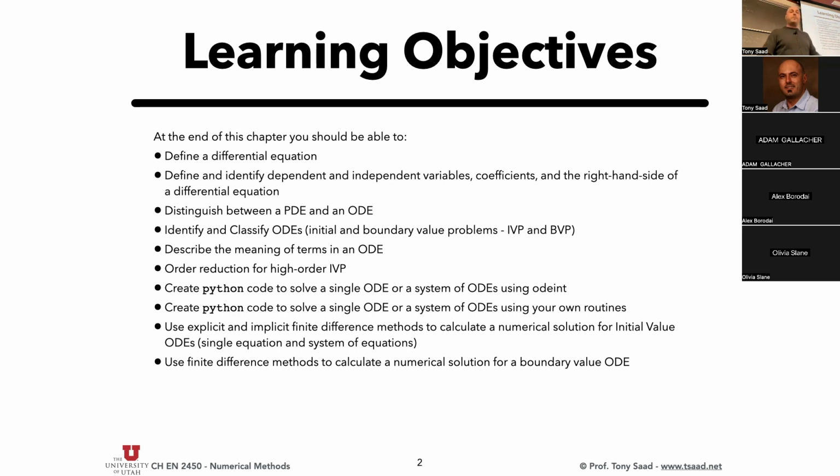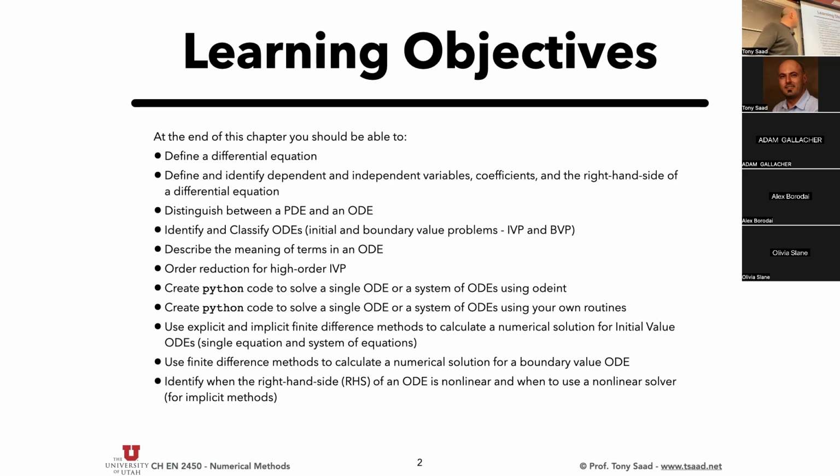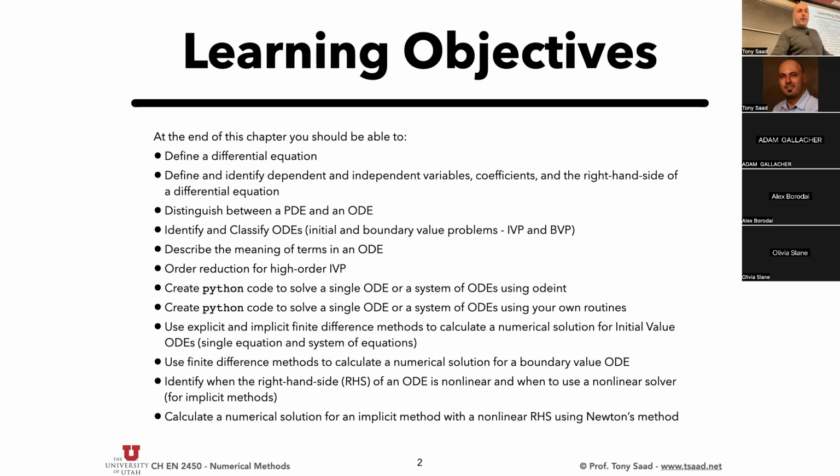And then identify when the right-hand side of an ODE is nonlinear and when to use a nonlinear solver. So we're going to circle back to nonlinear solvers. Okay. And finally, calculate a numerical solution for an implicit method with a nonlinear right-hand side using Newton's method.